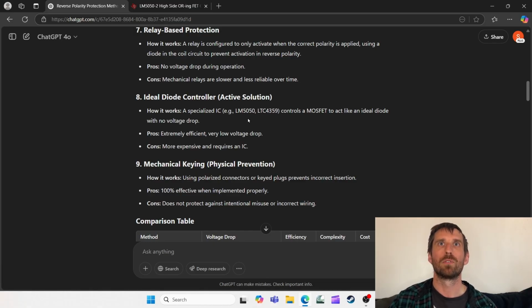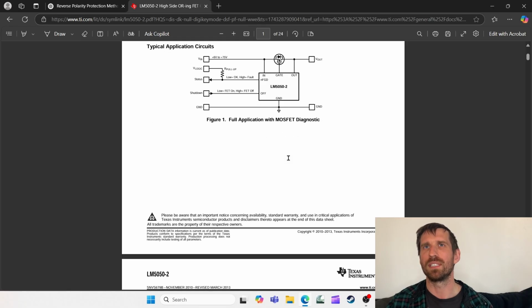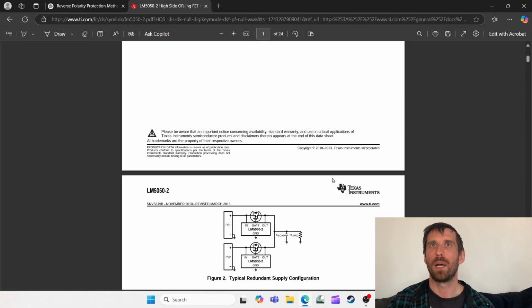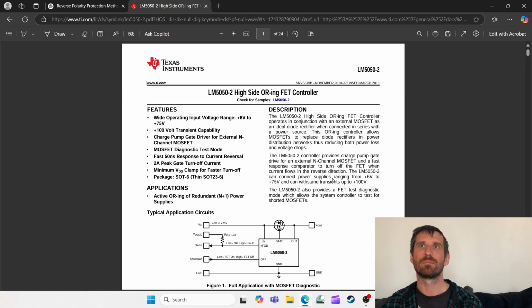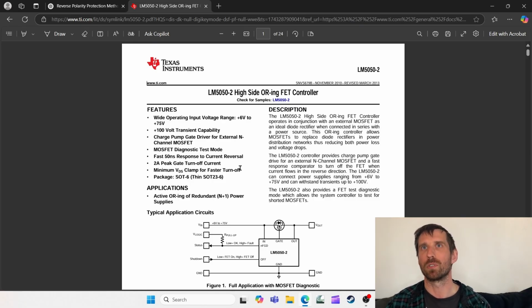So this one suggests the LM5050. I happen to have the data sheet of the LM5050. They call it an O-ring FET controller. Basically, another way to use one of these things is if you have more than one power source. But not today. This one in particular has an external MOSFET, so you need that for higher current. For low current applications, they have it built in. If you look, fast 50 nanosecond response to current reversal. Awesome.